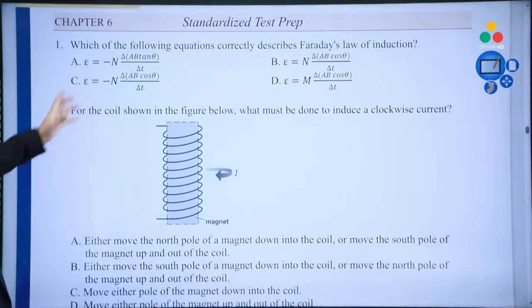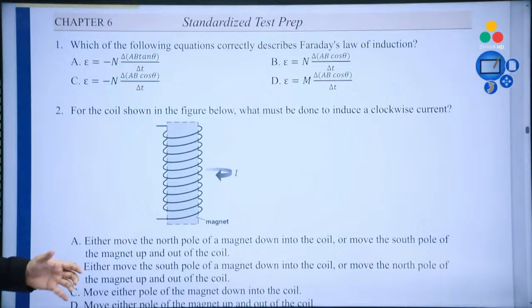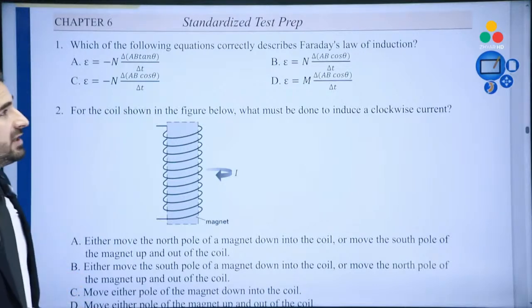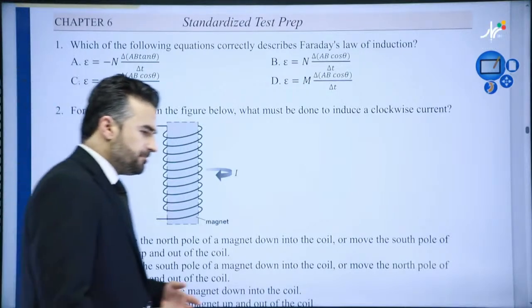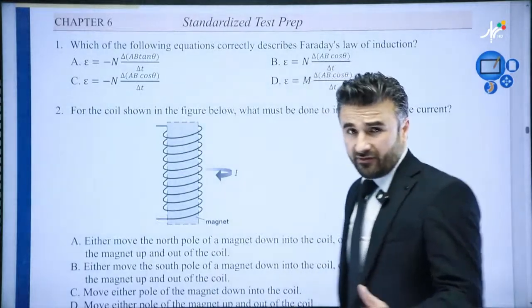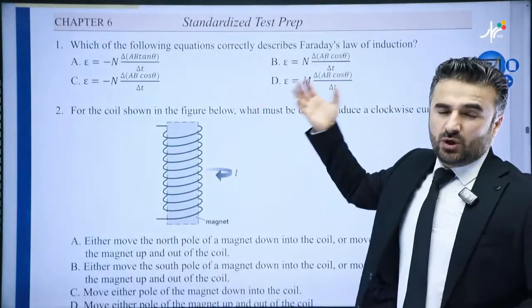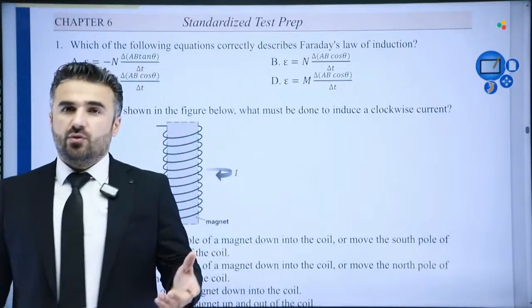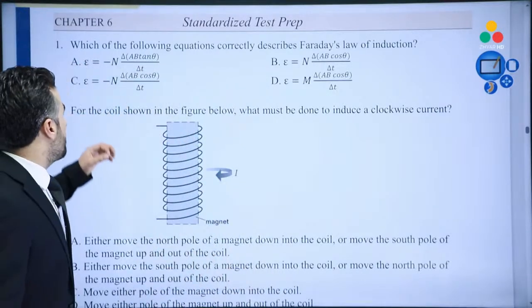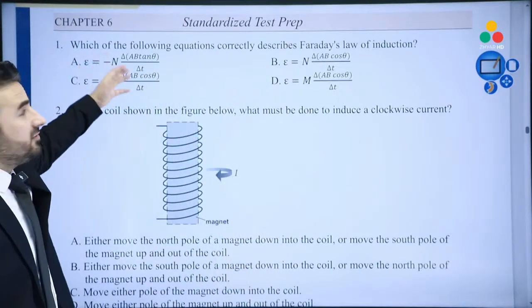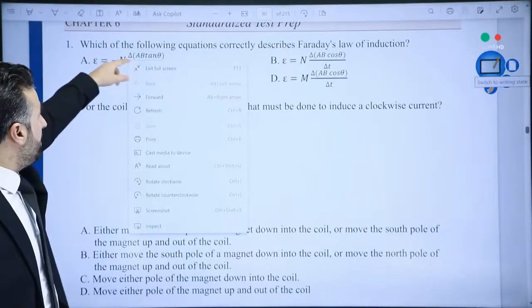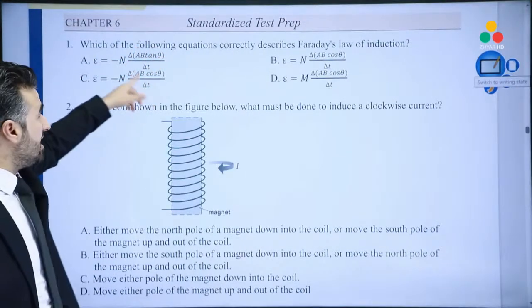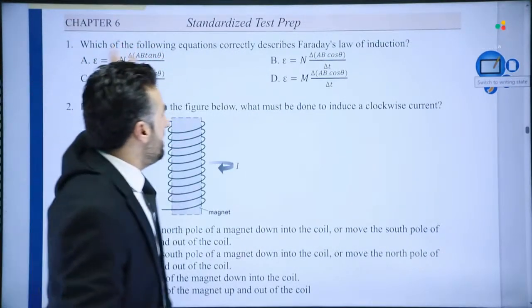The first one says, which of the following equations correctly describes Faraday's law of induction? We had quite a number of equations, but which one of these would represent Faraday's law of induction, and which one is the correct one? Well, take a look. The first one says negative n AB. So far, so good. But here it says tan theta. Can I use tan theta? The answer is no. So you can put this aside.